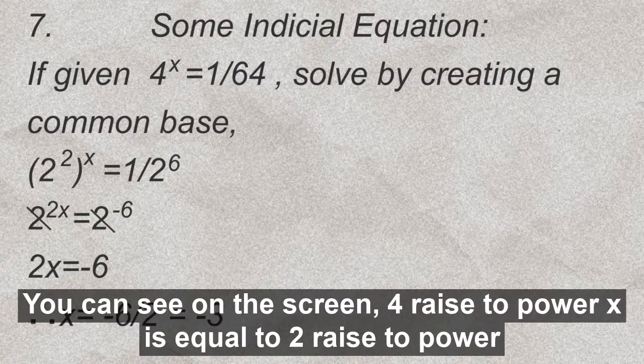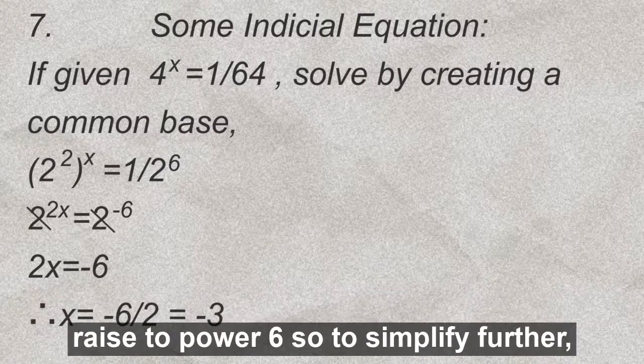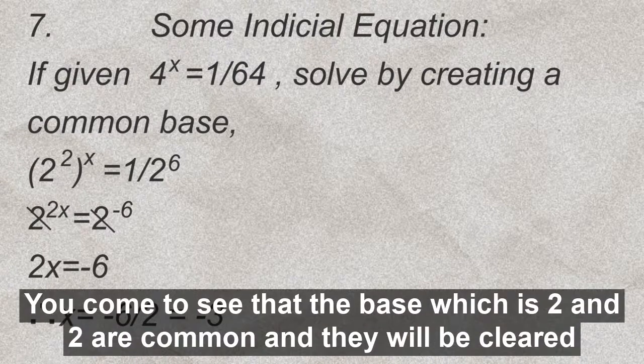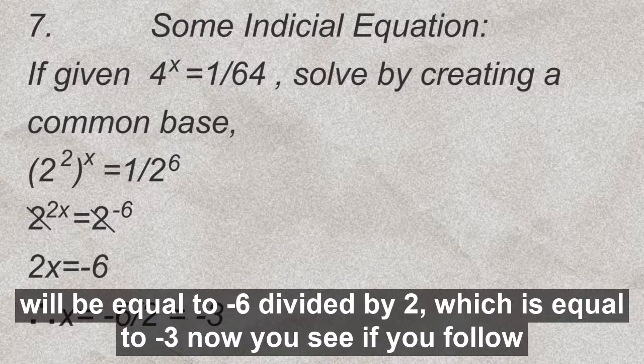You can see on the screen, 4 raised to power x is equal to 2 raised to power 2, that is all raised to power x, and the other value 64 will give you 2 raised to power 6. So to simplify further, you come to see that the base, which is 2 and 2, are common and they will be cleared off. So that will now leave us with the powers. Now 2x is equal to minus 6, so our x now will be equal to minus 6 divided by 2, which is equal to minus 3.